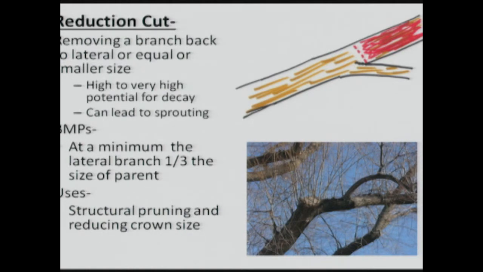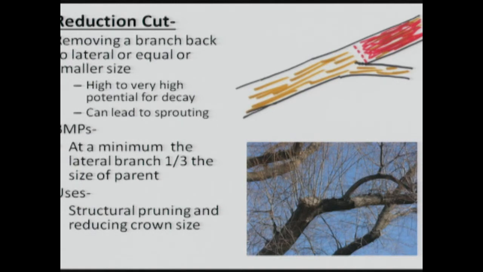If you take off too much of a branch's mass with a reduction cut, or some species are just prone to it, you can get sprouting like in that lower picture. I always just heard that, and I took it for granted that it happened, but the reason that happens is you just removed a lot of leaf area, right? So the tree, in response, is trying to put out new shoots to do more photosynthesis, to get more energy. Depending on the species, the prescription varies, but if you remove too much of a branch with a reduction cut, you can get sprouting like that.